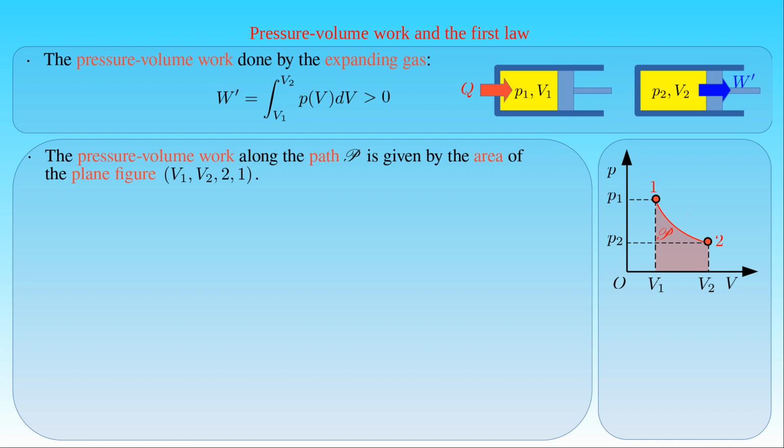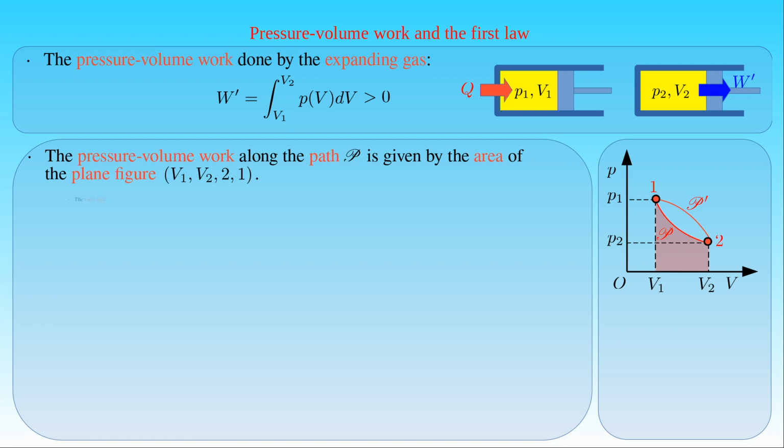For another process represented by the path calligraphic P', where the change in the temperature of the gas is different during its expansion, the area under the curve calligraphic P will be different. As a result, the pressure volume work will also be different. This is another demonstration of the fact that the work done by the gas depends on both the states 1 and 2 and the path connecting these states.